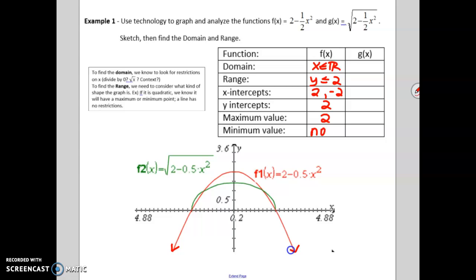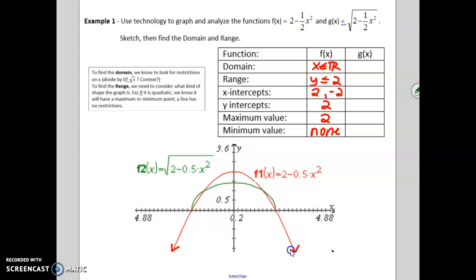Right? There is no low. It goes on forever. So you could say none. Or you could say negative infinity. Like it goes down forever. But none is also appropriate. There's no minimum. Now let's compare those to that of the green graph or the rooted function.